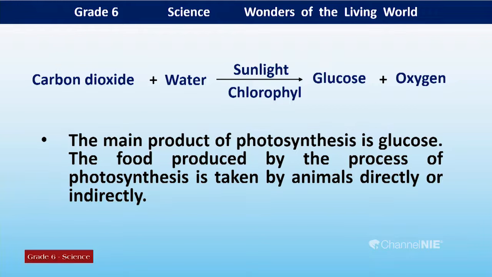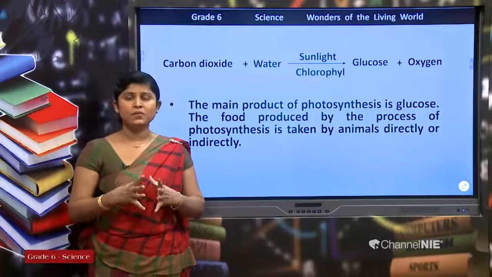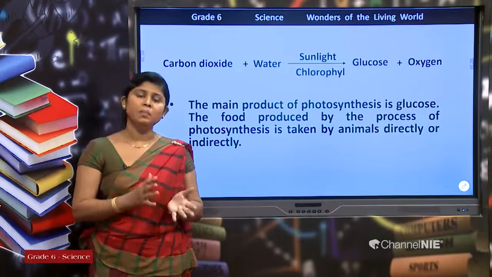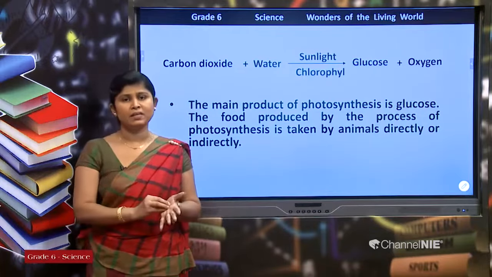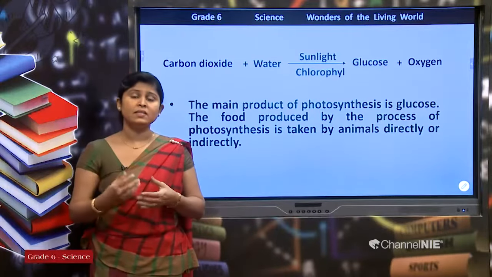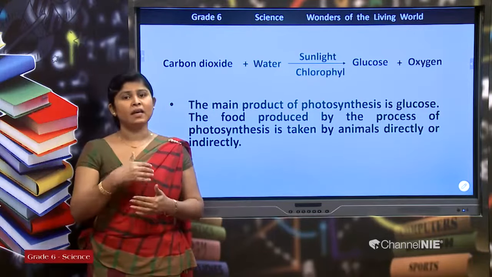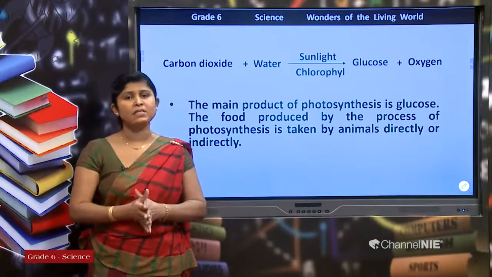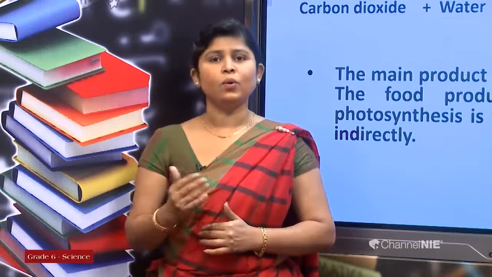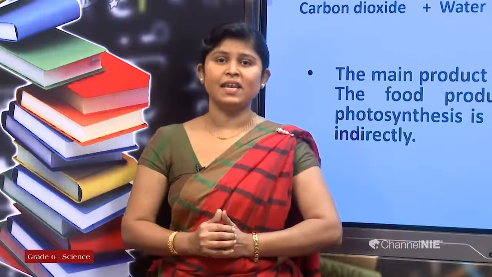The food produced by the process of photosynthesis is taken by animals directly or indirectly, right? My dear children, you know that the plants can produce food. The animals can't produce food. So, the animals depend on the food produced by the plants directly or indirectly. Sometimes the animal takes the plant straight away, and sometimes they take other animals as their food. So, the animals depend on the plants directly or indirectly. I think you can understand it well.